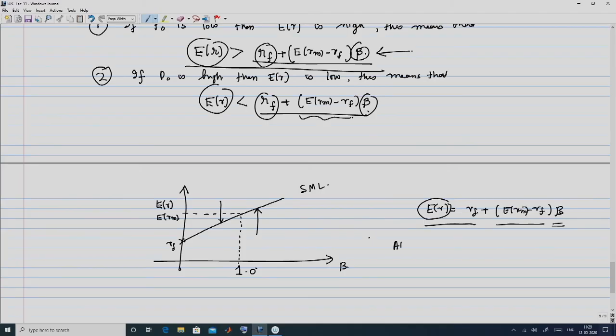So, these two statements that I have just made, I am going to reconcile them and conclude the following: if you are above the SML, then the security is underpriced. And if you are below the SML, then what you have is an overpriced security.